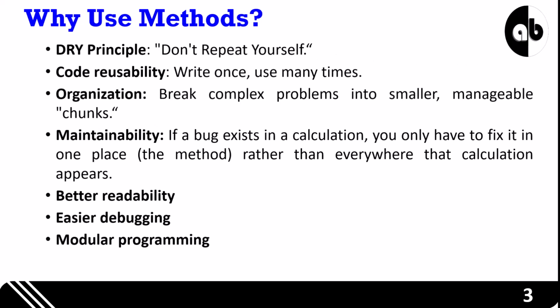Why use methods? Why do we bother with them? First is the DRY principle: don't repeat yourself. Methods allow for code reusability. Write it once, use it many times. They also improve organization by breaking complex problems into manageable chunks. This leads to better maintainability. If there's a bug, you fix it in one place rather than searching through your entire program. Plus, it makes debugging much easier and improves overall readability.